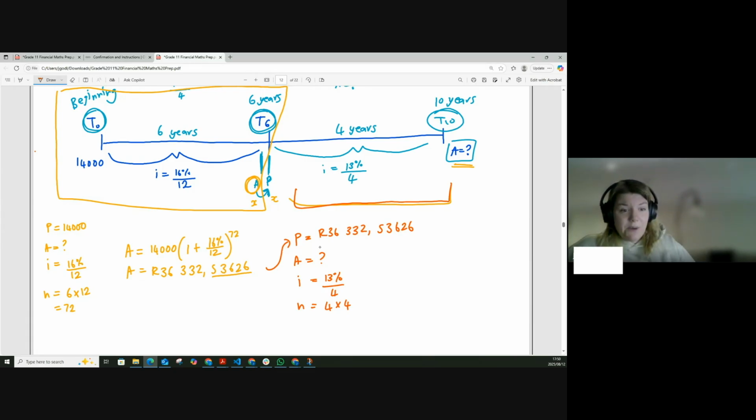Okay. So now we can just pop that into our formula. So A is going to equal 36332,53626 times (1 plus 13% over 4) to the 4 times 4, which is 16, to the power of 16. And that gives you the beautiful answer of 60608,94. And that is the answer that we are seeking.